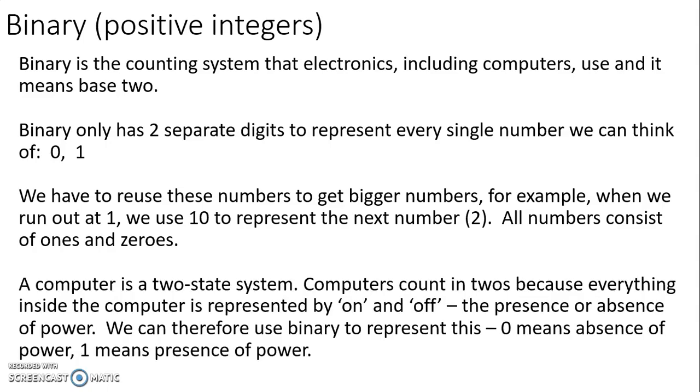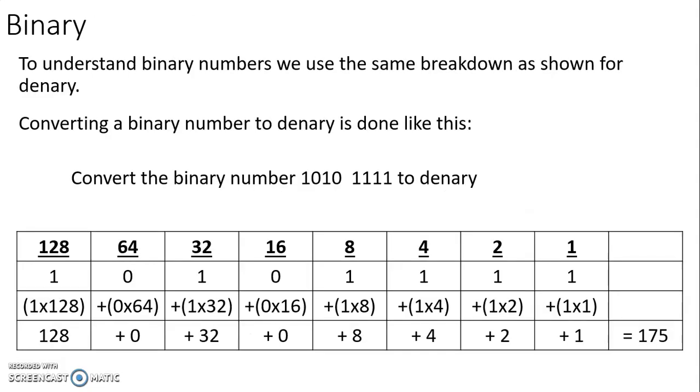A computer is a 2-state system. Computers count in 2s because everything inside the computer is represented by on and off. So that's the presence or absence of power. We can therefore use binary to represent this. 0 means absence of power and 1 means presence of power. So to understand binary numbers, we use the same breakdown as shown for denary.